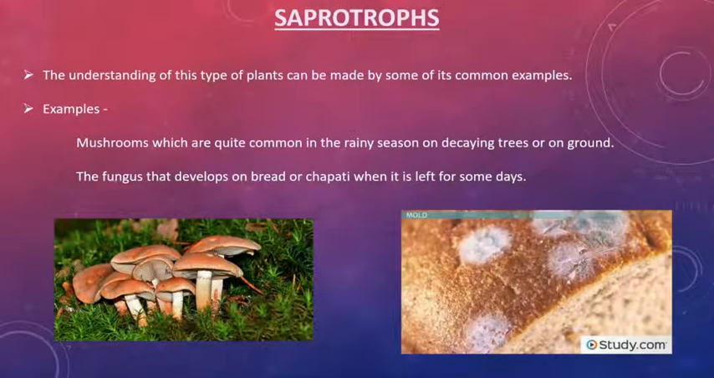The other mode of nutrition is saprotrophic nutrition. The organisms which undergo this mode of nutrition are known as saprotrophs. The understanding of this type of organisms can be made by some of its common examples. One, mushrooms, which are quite common in the rainy season on decaying trees or on the ground. And the other one is fungus that develops on bread or chapati when it is left for some days.